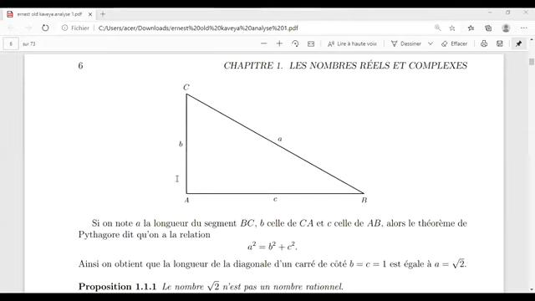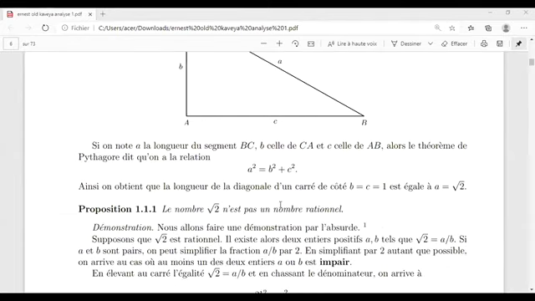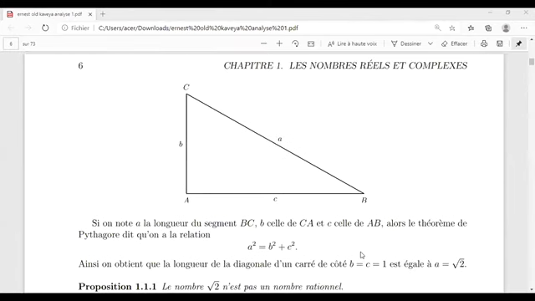Ainsi, on obtient que la longueur de la diagonale d'un carré de côté B égale C, qui est égale à A. So we note that we've got the length of B, which is equal to C, and A is equal to the square root of 2.